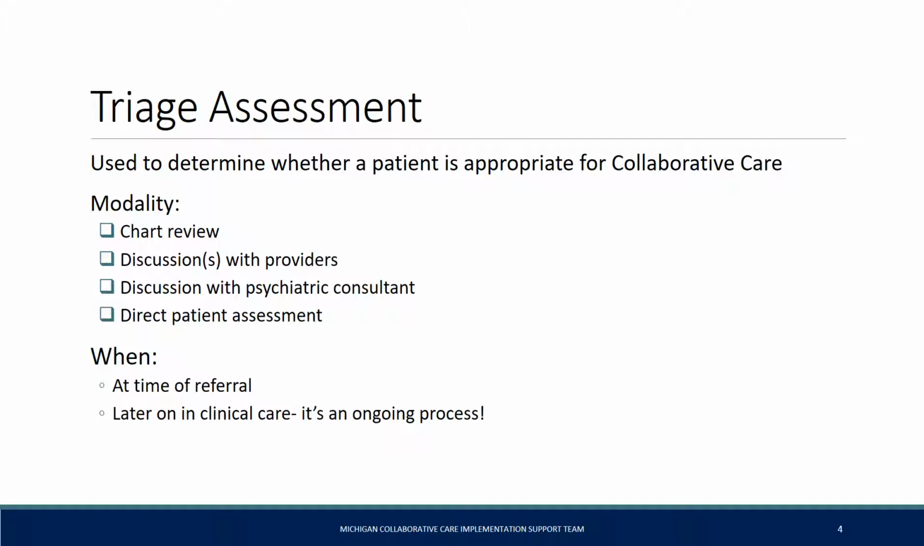And then, of course, direct patient assessment can be an important part of triage, and there are certain things that can be helpful in asking patients about that can help to determine whether they are appropriate for collaborative care, and I will go over those in a future slide. And triage can take place at any time, really. It should take place at the time of referral for every patient to ensure that they are meeting criteria and getting the appropriate level of care for what their needs are.